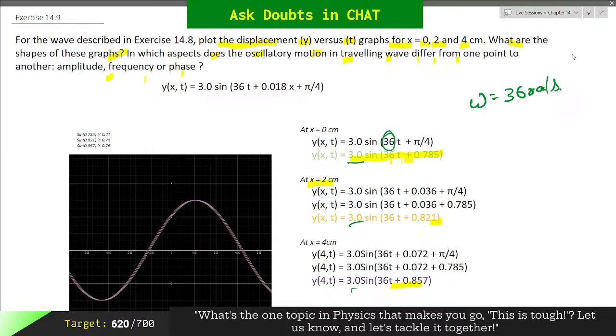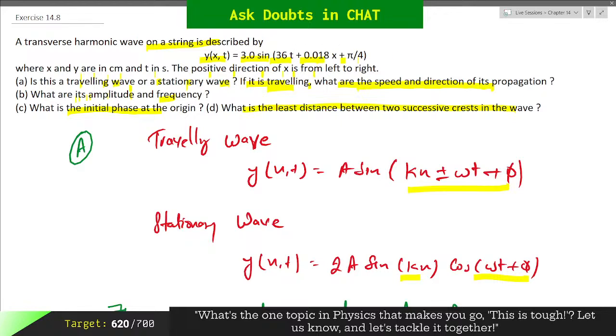Now for the next question. It says that a transverse harmonic wave on a string is described by this function, where x and y are in centimeters and t is in seconds. The positive direction of x is from left to right. Is this a traveling wave or a stationary wave? If it is a traveling wave, what is the speed and direction of its propagation?